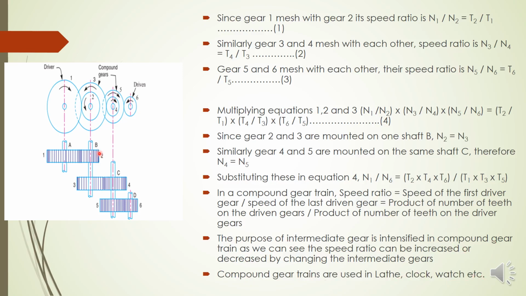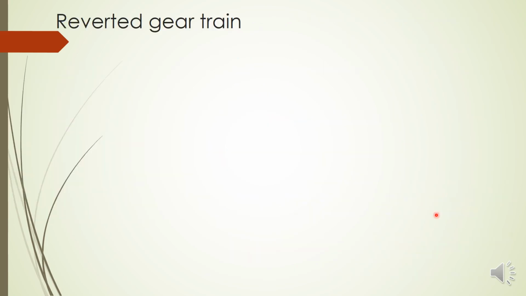We are using this compound gear train. So that is about compound gear train. You must be very careful in writing the equation. You have to first draw this neat figure, then write equations one by one and obtain the speed ratio n1 by n6. Now we move on to the third one, that is reverted gear train.